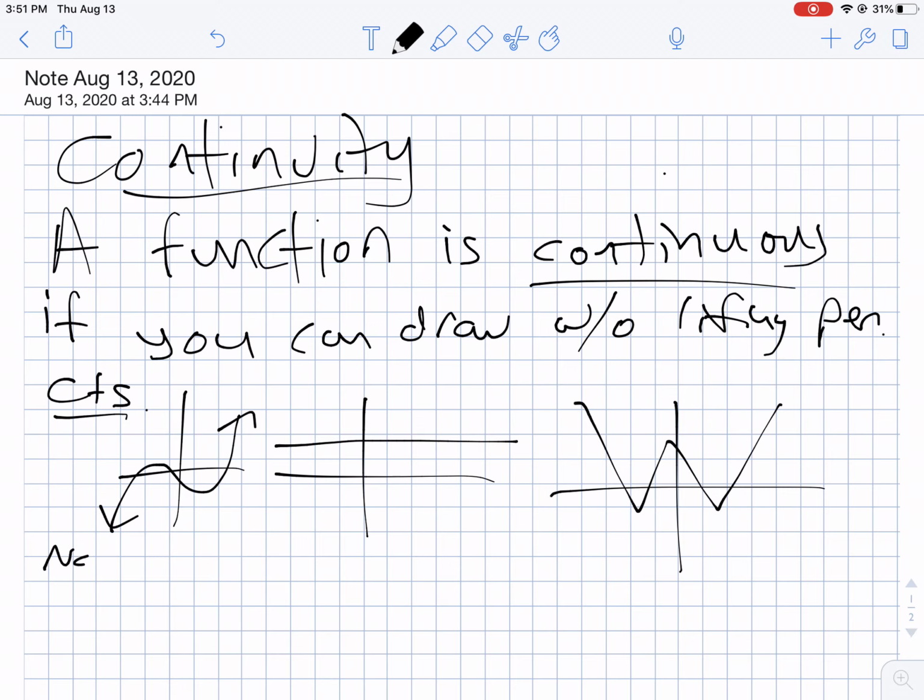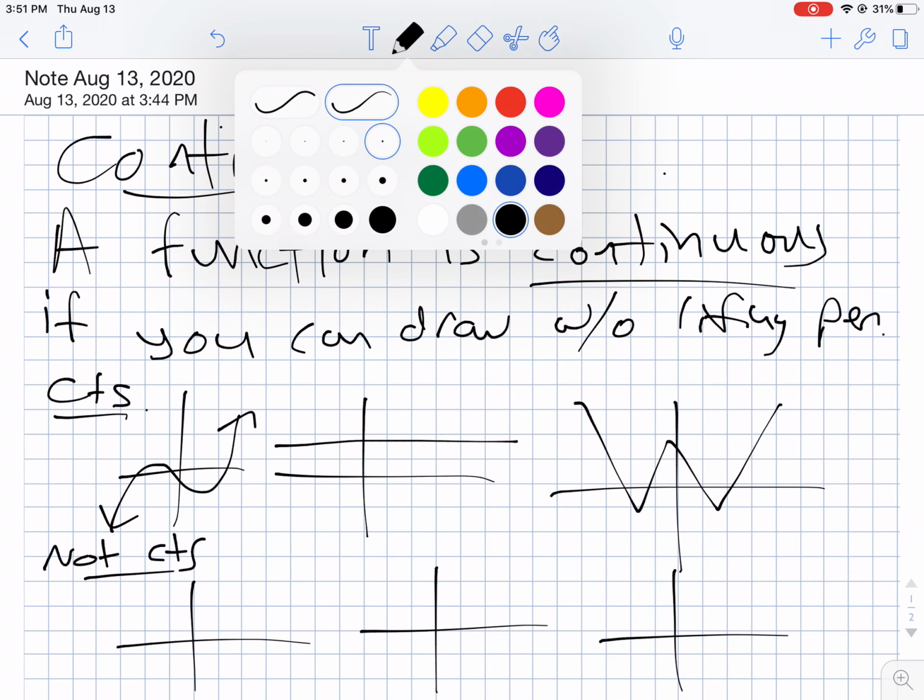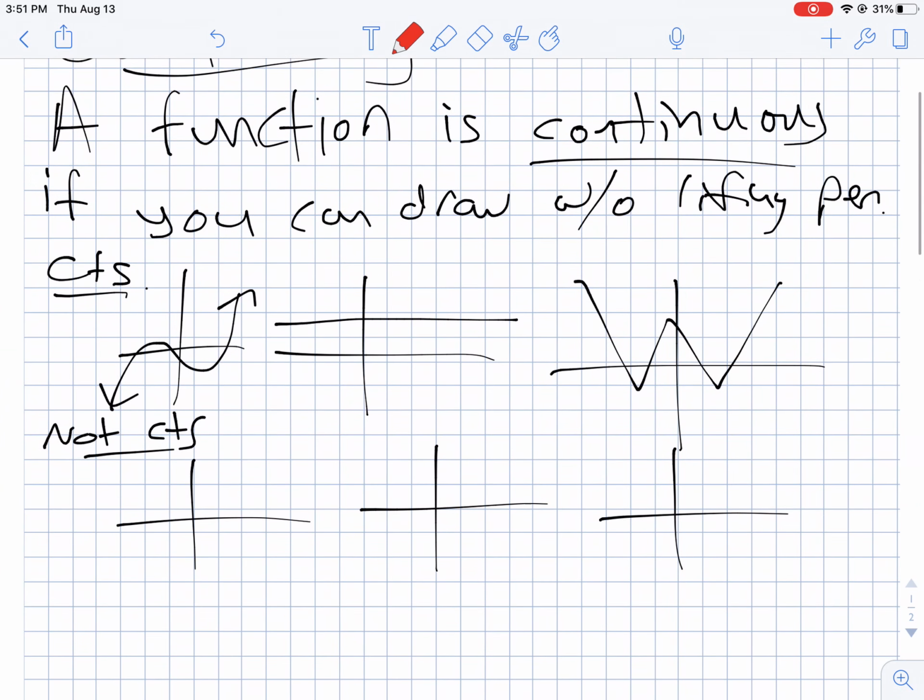So some things that are not continuous. So some examples of functions that are not continuous. Maybe something with a jump, something that comes up and then jumps down to another point. It could be something with a hole in it. So we've seen these before, where there's one point that's missing. So technically I would have had to pick my pencil up to get over it.